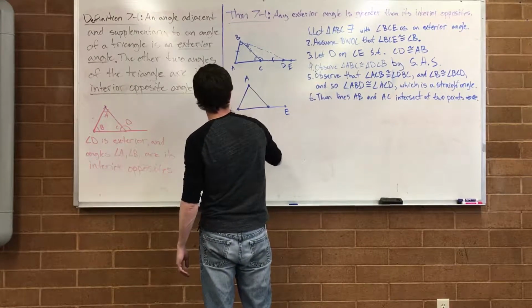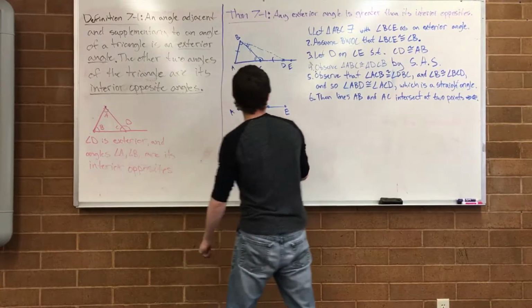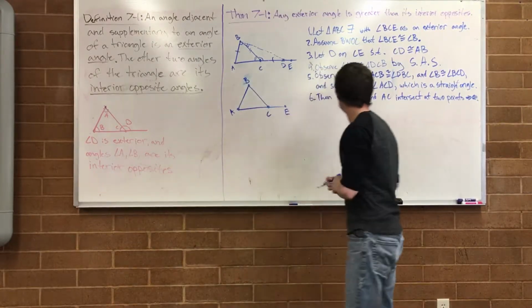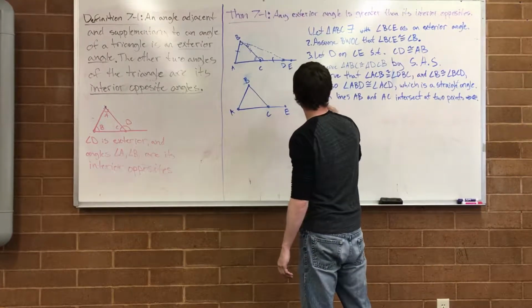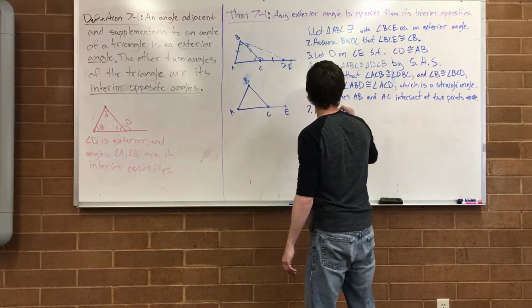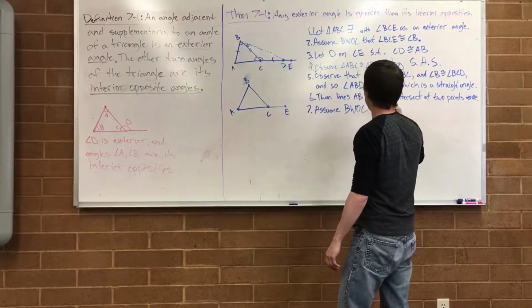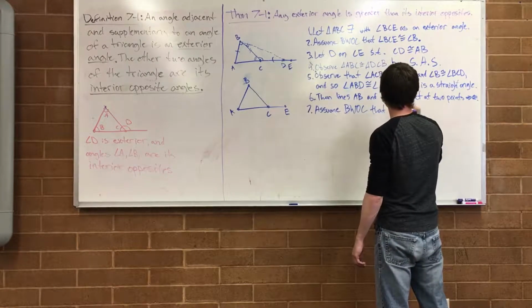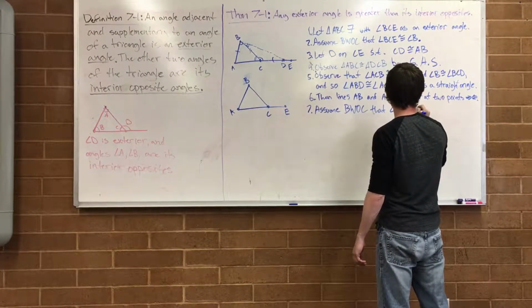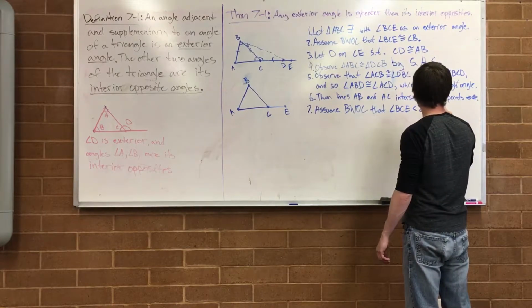Make sure we label everything the same so that it's not really different from our other pictures, just cleaning it up and restarting. All right. 7. Assume by way of contradiction that what? That angle ABC is greater than, you could just say it's less than angle B.